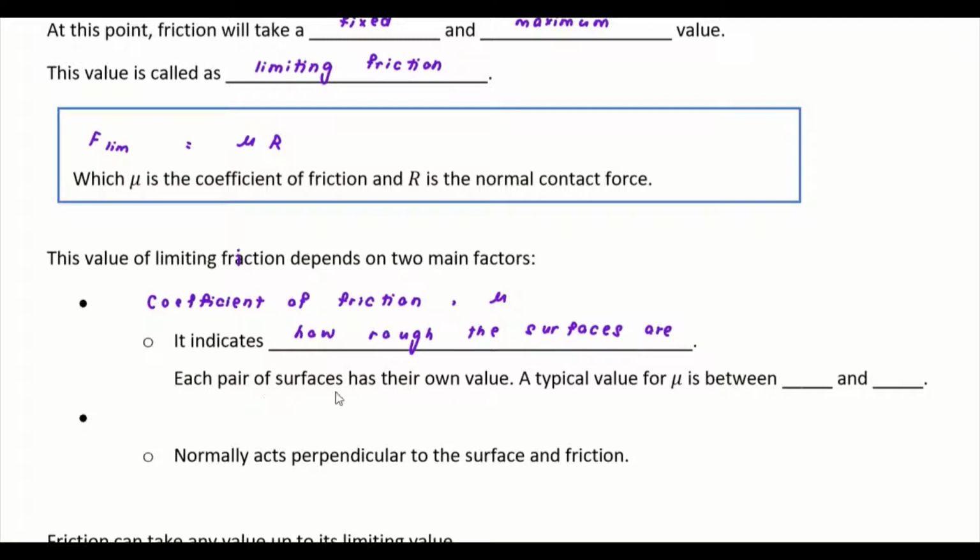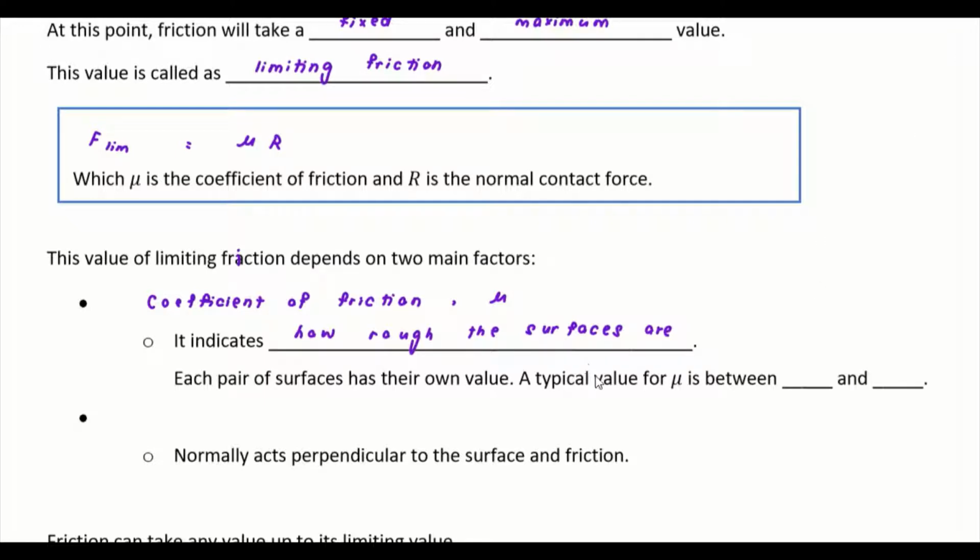Okay, so each pair of surfaces has its own value. For example, the coefficient of friction between the table and the book would be different from the coefficient of friction between the floor and the book. But this kind of value is the job of scientists, so we are not going to look at how they come up with mu. The idea is that it tells us how rough the surfaces are, and each pair has its own value.